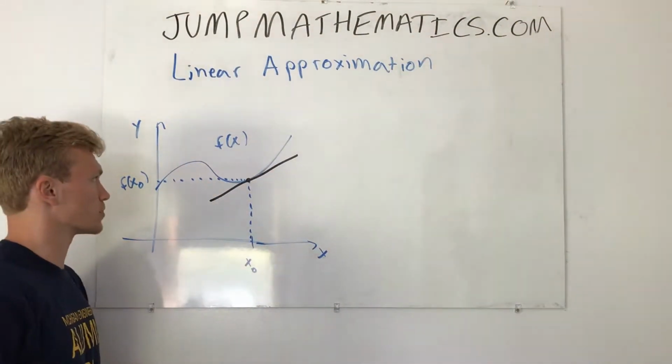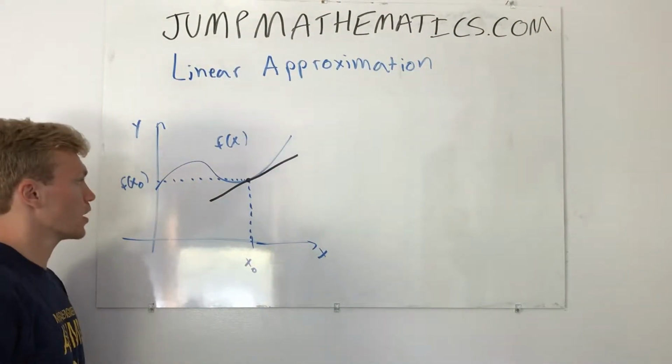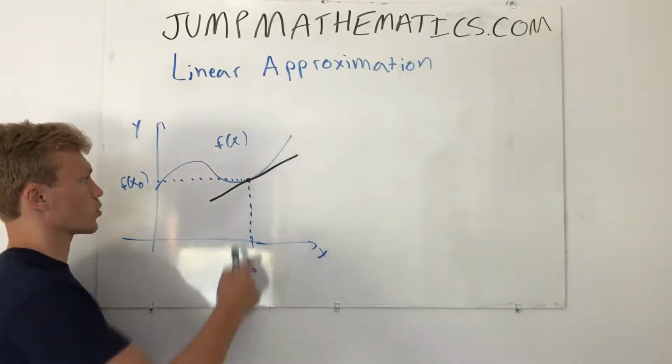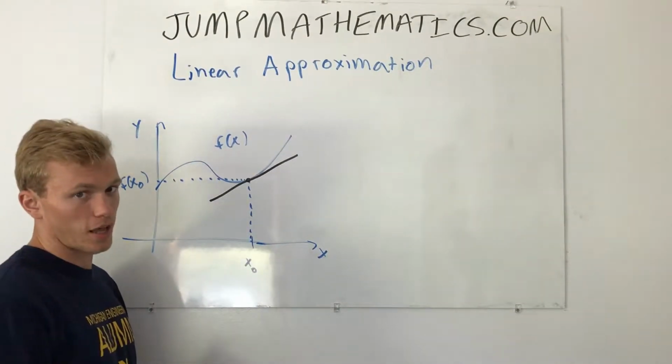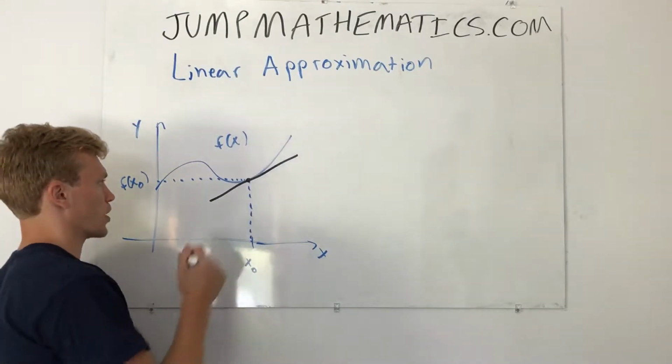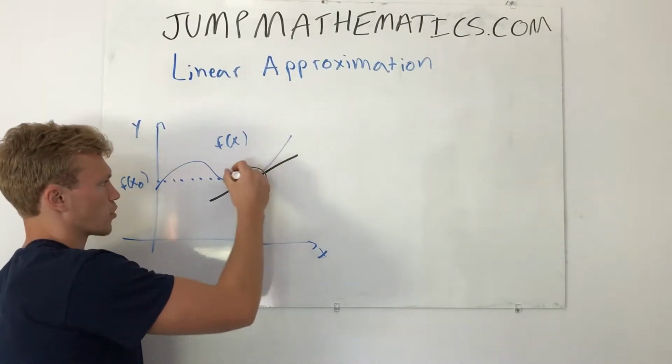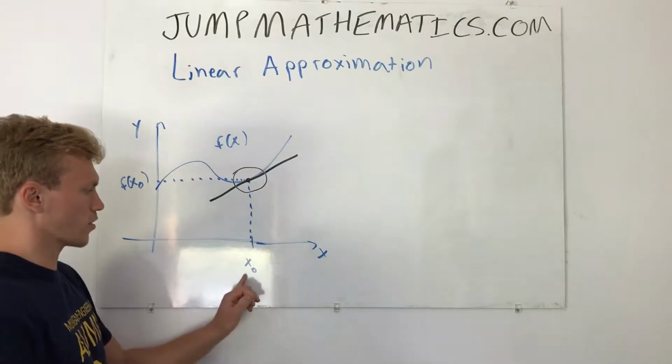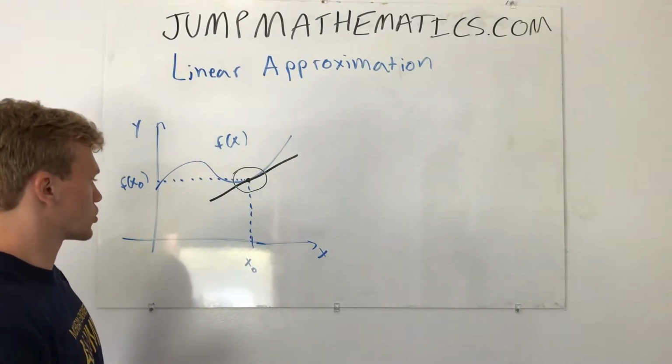This is really good because sometimes functions can be really difficult to evaluate. So a linear approximation, since lines are easy to compute, gives us a pretty good estimation for a very small area near our point x0.